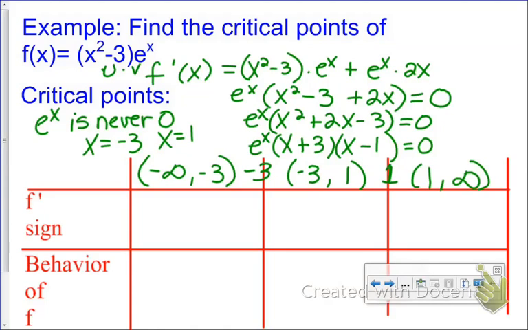Pick a number between negative infinity and negative 3. Chris? Negative 2, or negative 4. Negative 4. So we put negative 4 into the first derivative, we'll use the first derivative part up here, so it's a little easier to work with. All we need to know is if you put in a negative 4, would the answer be positive or negative?